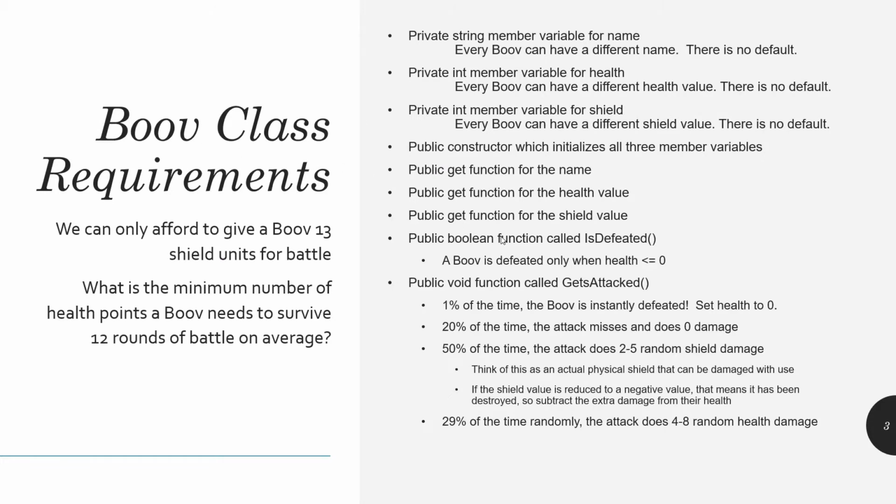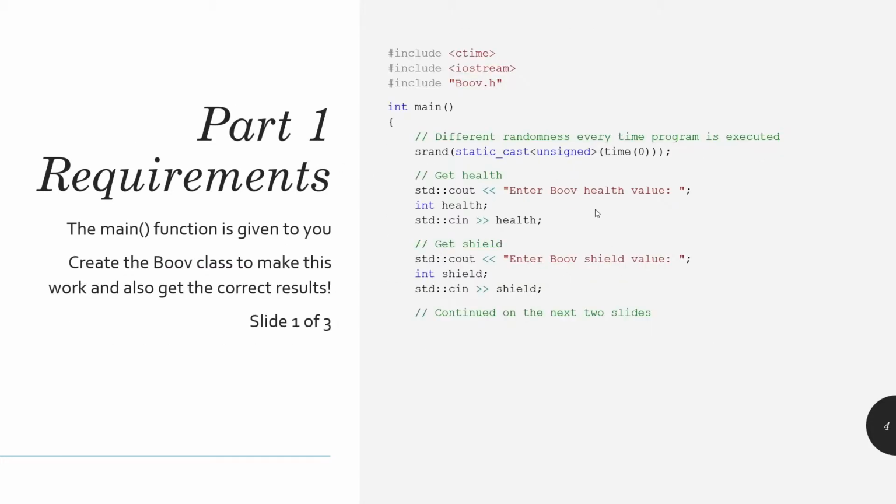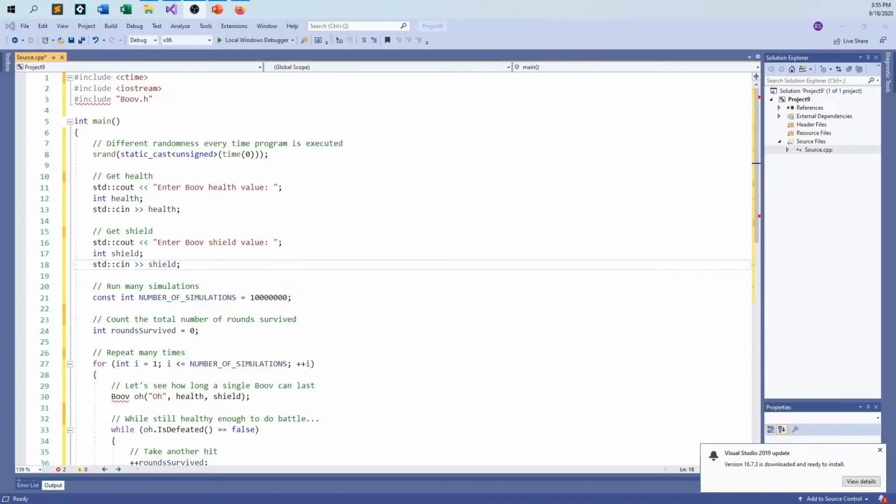Presuming that you start with 13 shield, what health value do you need to have to survive 12 rounds of battle on average? Because of course it could be 1. You roll a 1 right off the bat, you're done. But on average, if I have only enough money to give a Boov 13 shield points, how much health do I need to train them to get them up to the point where they can survive 12 rounds of battle? So that is our starting point here.